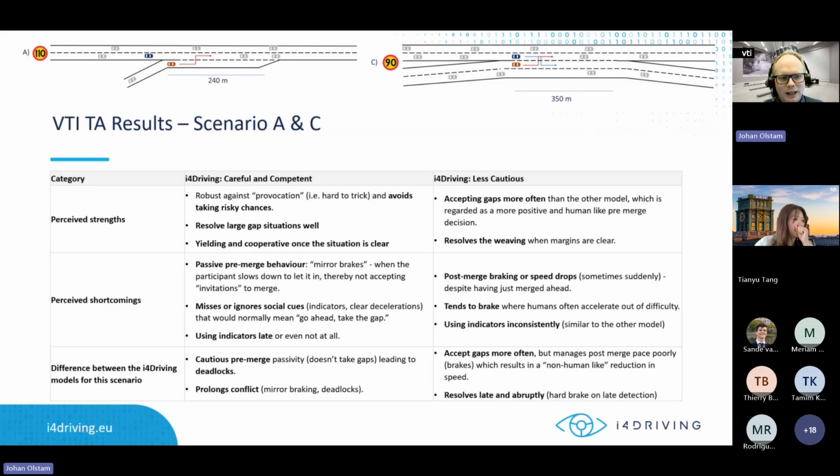It's also not using the indicator or using it very late, while the less cautious one seems to have more issues after the merge, that there might be a drop in speed or braking when it has merged in front of the participants. But also here, similar comments on the indicators. So the difference is mainly that there's maybe a too cautious pre-merge behavior of the careful and competent driver, which prolongs the conflict, while the less cautious one accepts gaps more often, but maybe does a little bit strange things in the post-merge behavior.